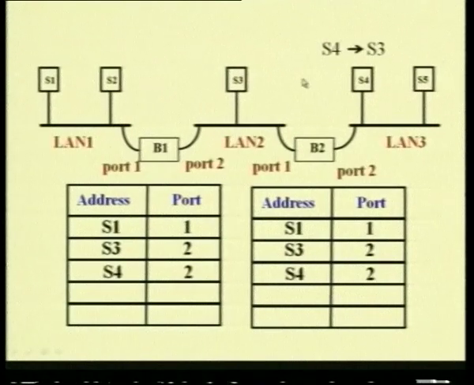So let us say now a third transmission takes place, S4 transmits to S3. When S4 transmits to S3, B2 will receive it on port 2, so B2 makes that entry, S4 on port 2. It also has information that S3 is on port 1, so it will take it and forward it on to this side. Next, if you look at B1, it receives S4's transmission on port 2, so it makes a note that S4 is in the direction of port 2. So this is what it will do.